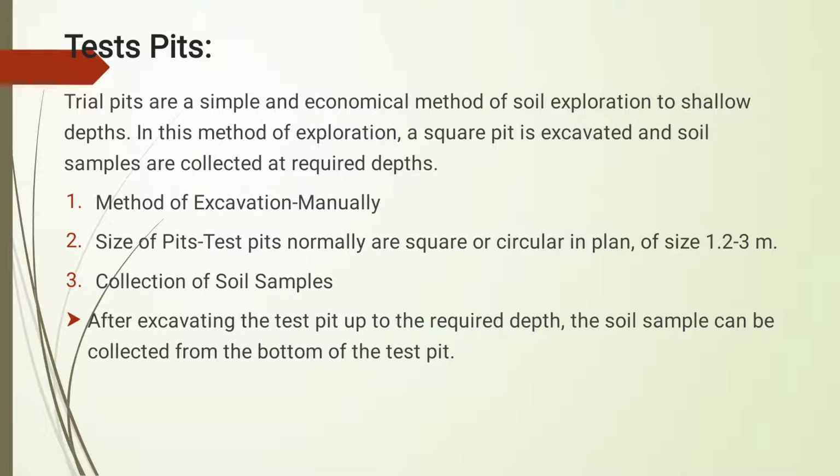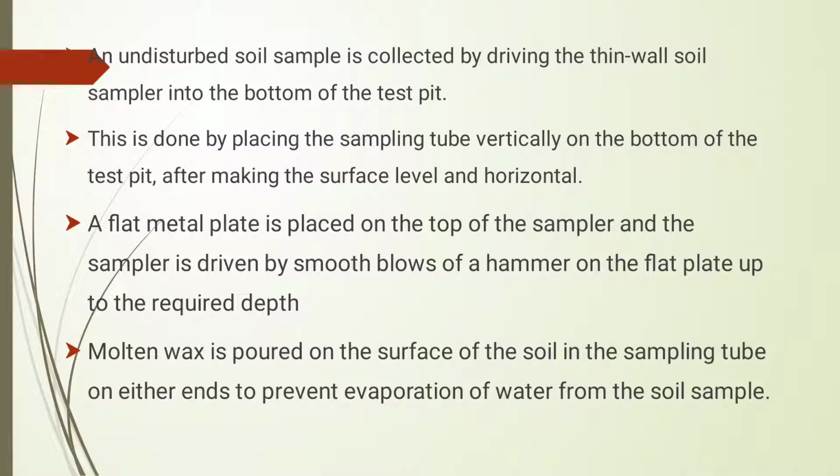After excavating the test pit up to a required depth, the soil sample is collected from the bottom of the test pit. Here, an undisturbed soil sample is collected by driving a thin wall sampler at the bottom of the pit. This is done by placing a sampling tube vertically at the bottom of the test pit. A flat metal plate is placed on the top of the sampler and it is driven by smooth blows of hammer to a required depth.